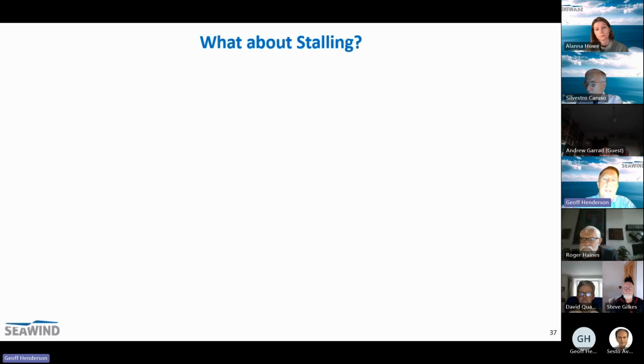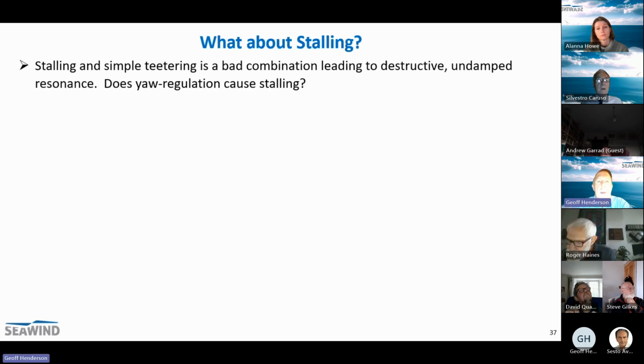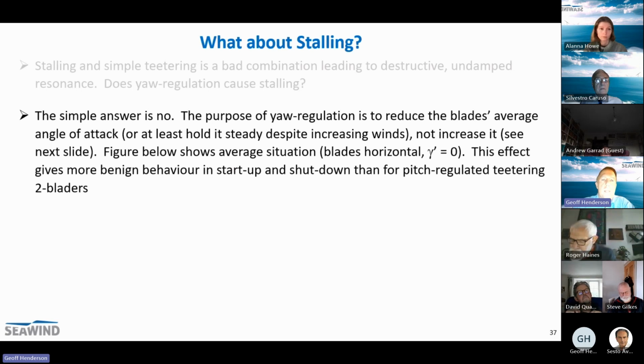Okay, so before I finish this section, I just want to address the question of stalling. One of the first questions I asked Silvestro a couple of years ago: you've got a fixed pitch turbine, why doesn't it stall? And as I say, I believe it's a bad combination leading to destructive undamped resonance. So does your regulation cause stalling? And the simple answer is no.